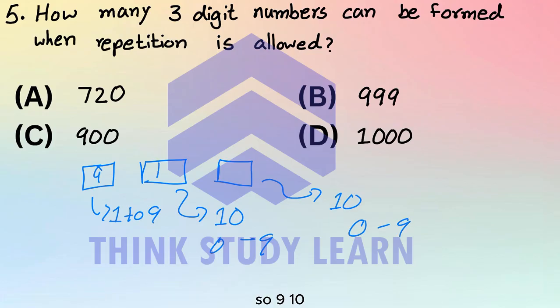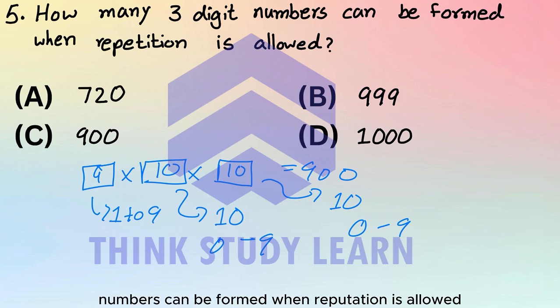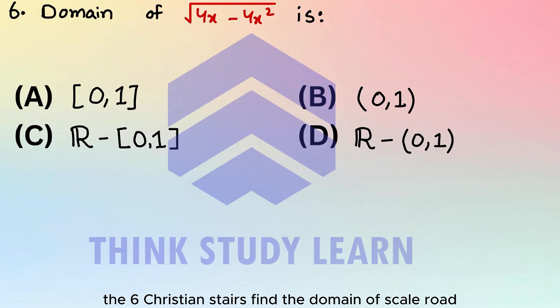So 9, 10, 10 when multiplied gives us 900. So C option, 900 numbers can be formed when repetition is allowed. The sixth question states find the domain of square root 4x minus 4x square.